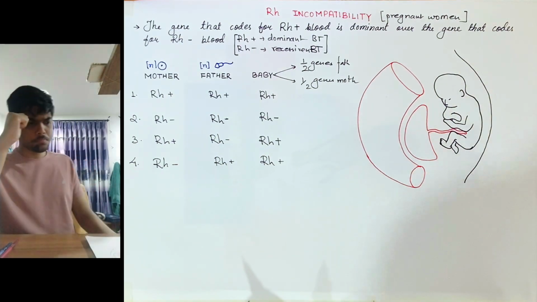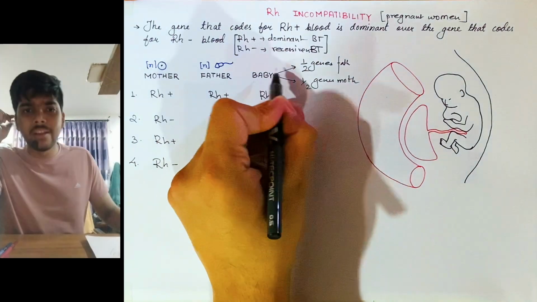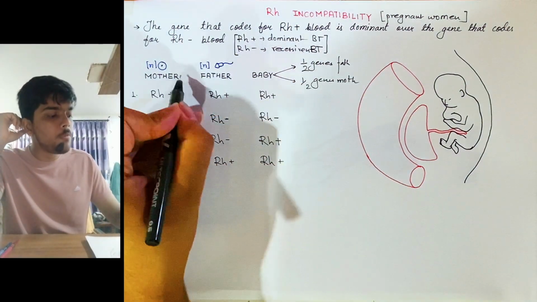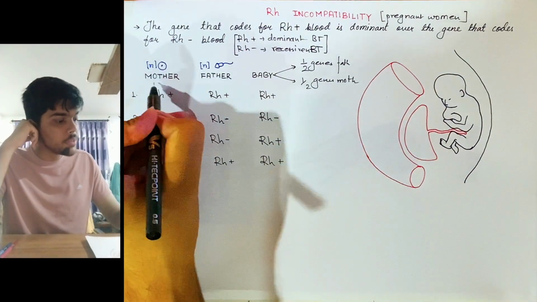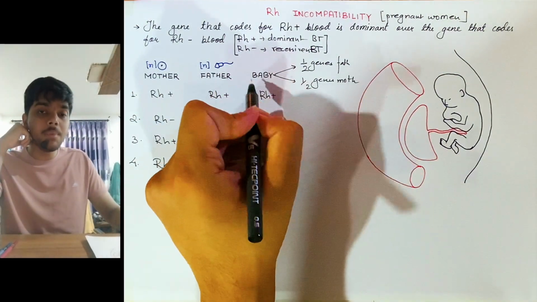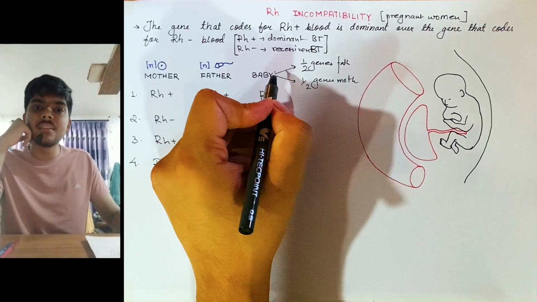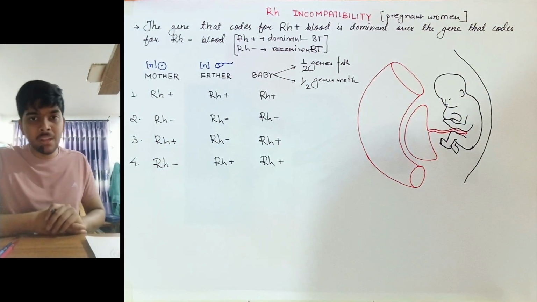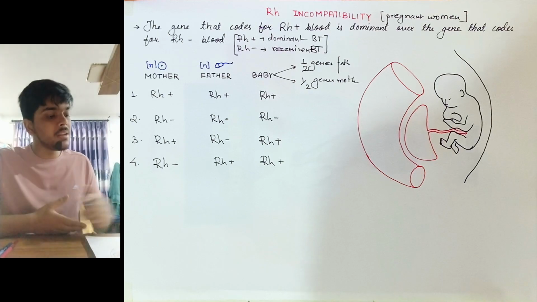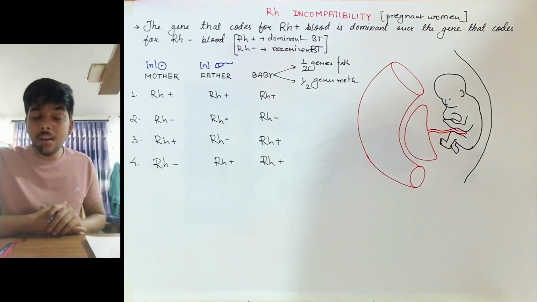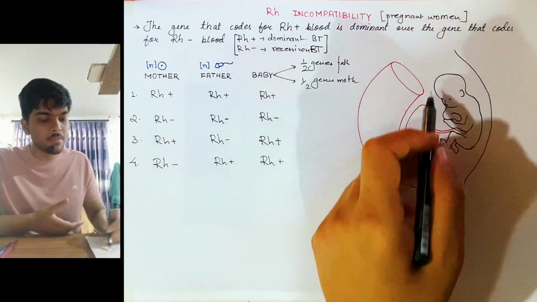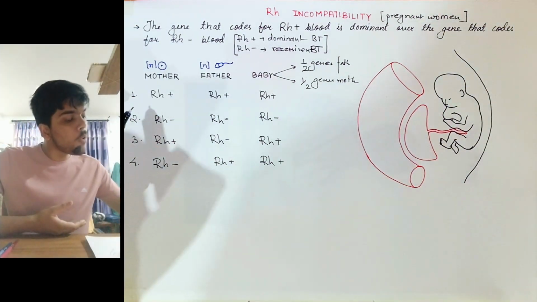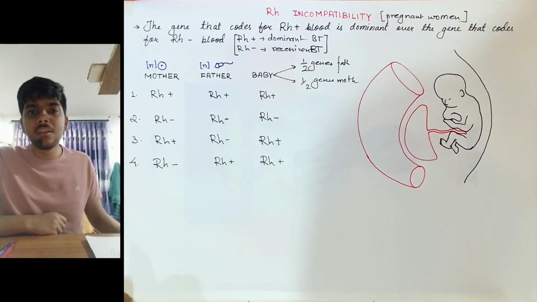Okay, simple. Now this baby right here is inside the body of the mother. So the blood of the mother and the blood of the baby are at risk of mixing with one another. And if the types of blood present in mother and baby are incompatible, then the mixing of the blood results in the death of the baby. And out of these 4 conditions, in which condition are the blood types incompatible?